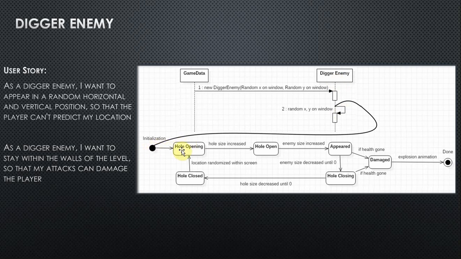As the digger enemy goes through its states, hole opening, hole open, appeared, hole closing, and hole closed, right at this point, the location is randomized again on the screen, so random X and random Y is given the location, and it starts over. So every time it pops back up, it is given a random location on the screen and in a random X and Y coordinate.